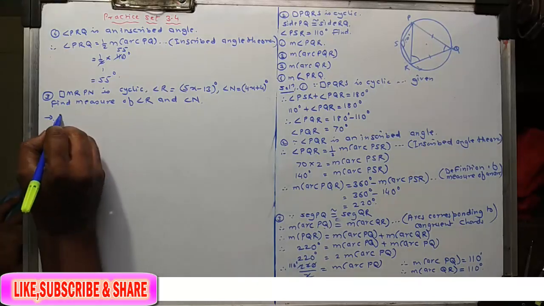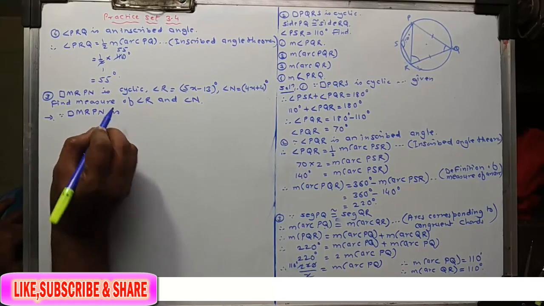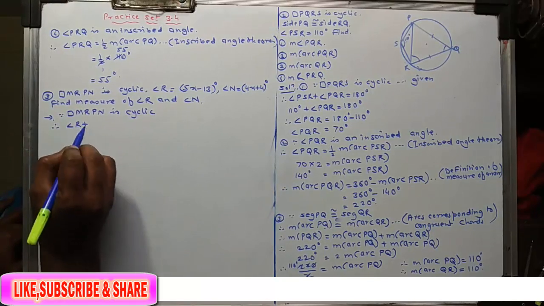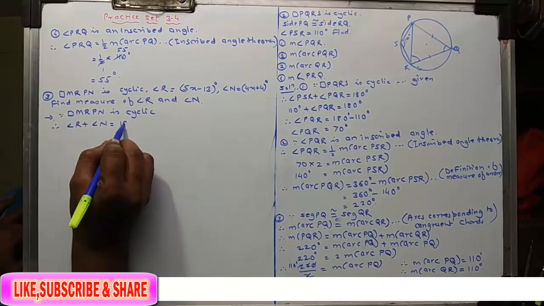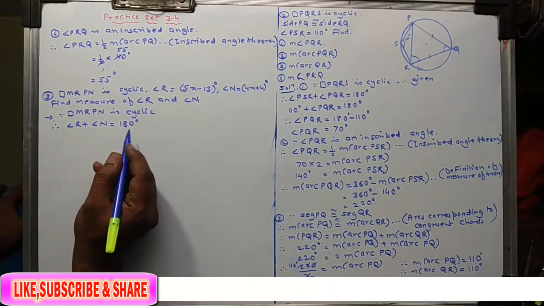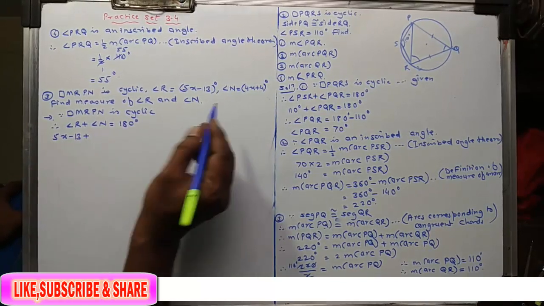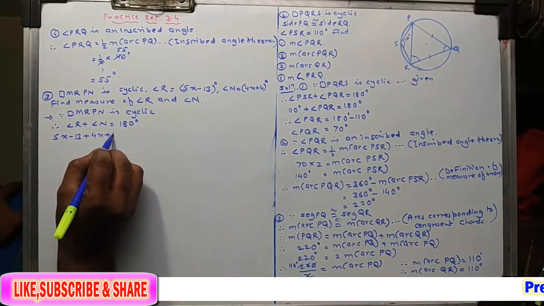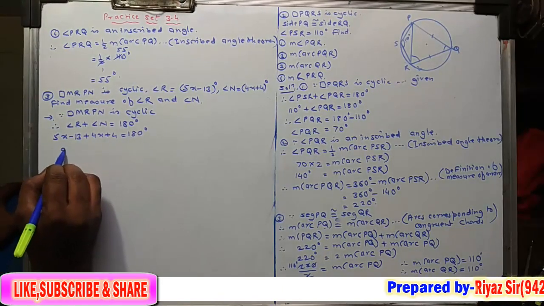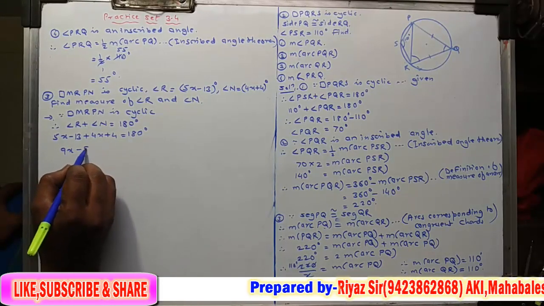Okay, now since it is given that quadrilateral MRPN is cyclic, therefore angle R plus angle N is equal to 180 degrees, by the theorem of cyclic quadrilateral: opposite angles are supplementary. The measure of angle R is 5x minus 13 plus angle N is 4x plus 4 is equal to 180 degrees. Okay, so 5x plus 4x is 9x, and minus 13 plus 4 is minus 9.